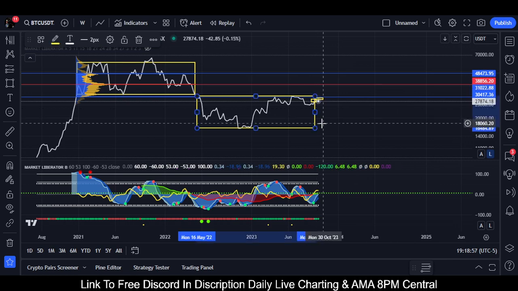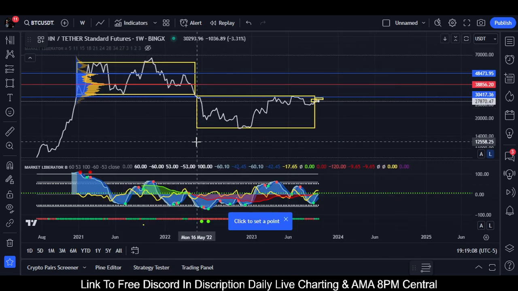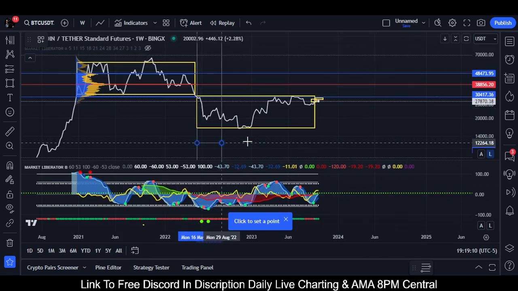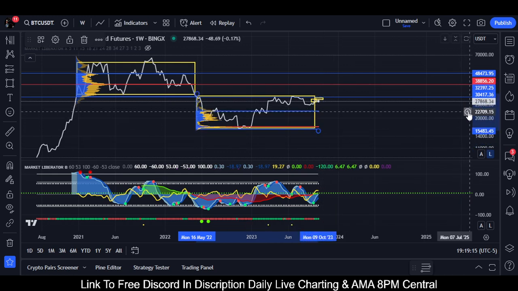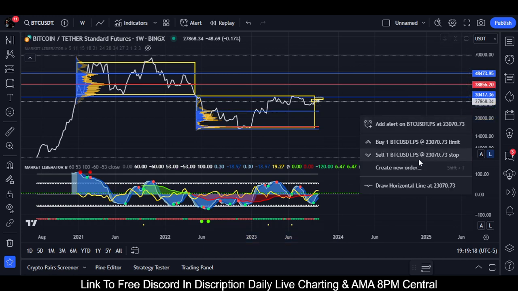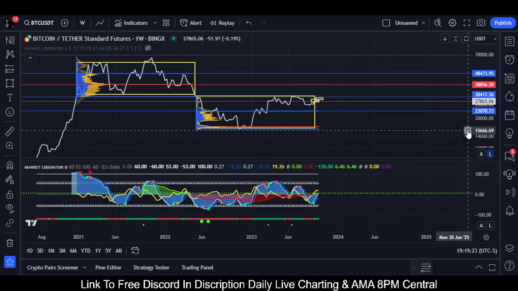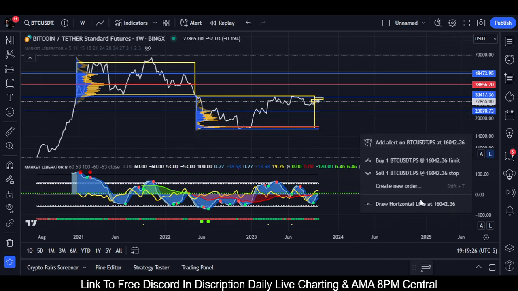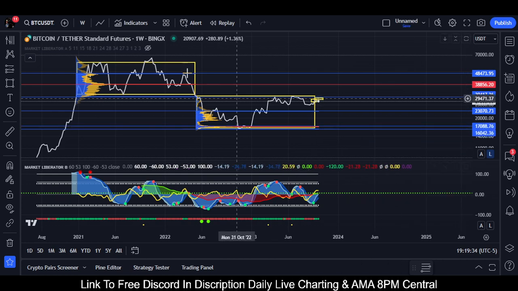And then let's do the same thing for this range. Let's come up and grab our fixed range volume profile tool. And let's start it right where our range began. Drag it out to the end of our current price action. So if we get a pullback, what was the value area high in this range? Well, it's about 23K. Value area low is 16K. And our point of control, or our highest volume node, is all the way down at 17K.